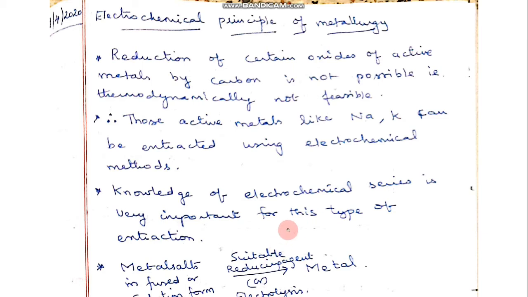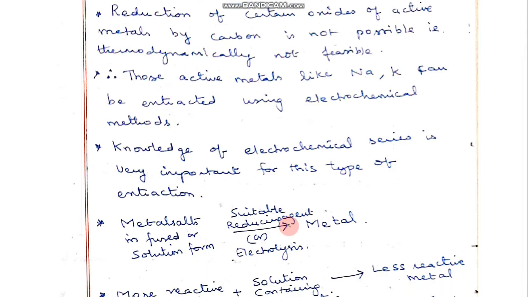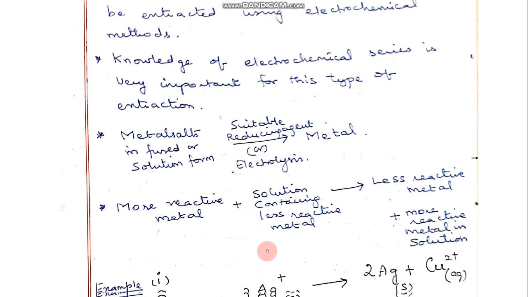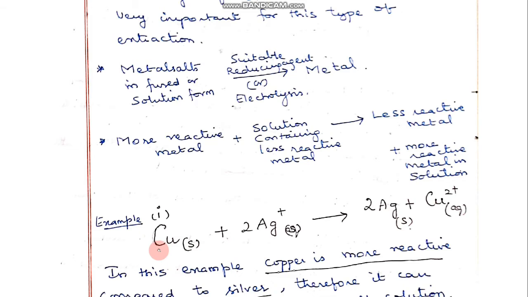So how this electrochemical extraction is done is we take the metal salts in fused or solution form, and we use a suitable reducing agent, or it undergoes electrolysis, and you will get the metal. This is the usual way. Whenever we want to do the electrochemical extraction, we use a metal which is more reactive, and the other one will be the solution containing the less reactive metal.